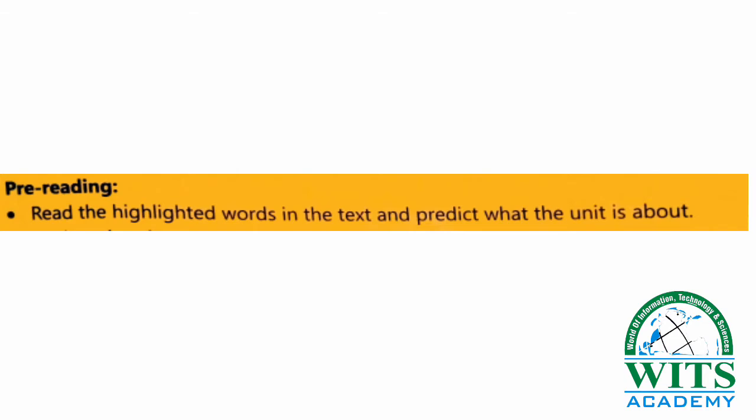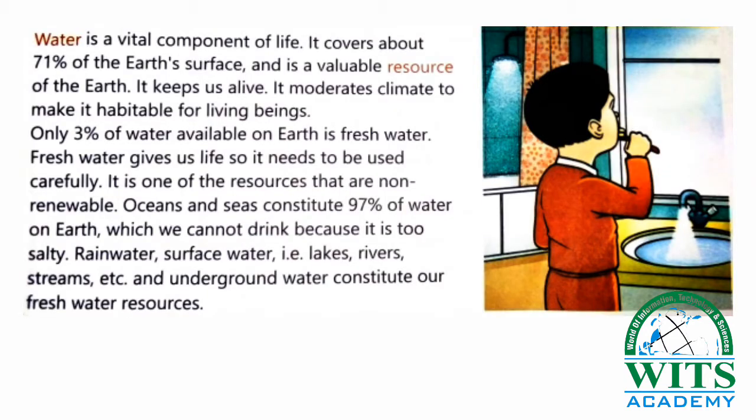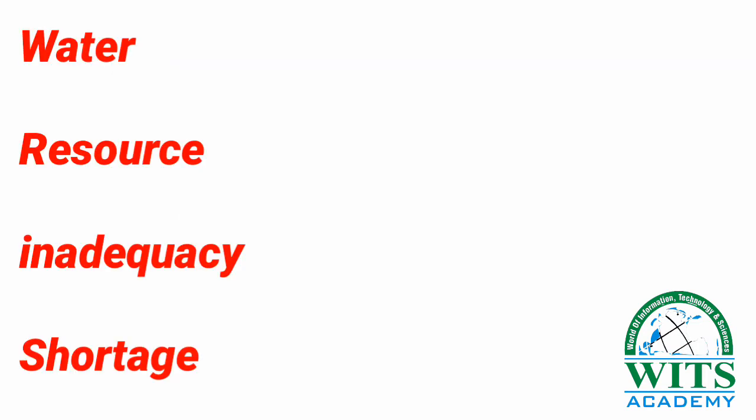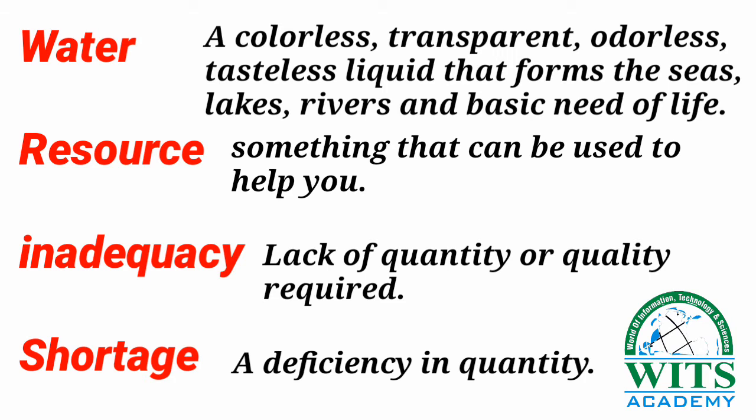So students, look at the pictures present on your slides. These are the pictures of your whole lesson. Notice that some words are written in red color or they are highlighted. Those highlighted words are water, resource, inadequacy, and shortage. Dear students, water means a colorless, transparent, odorless, tasteless liquid that forms the seas, lakes, rivers, and is the basic need of life.